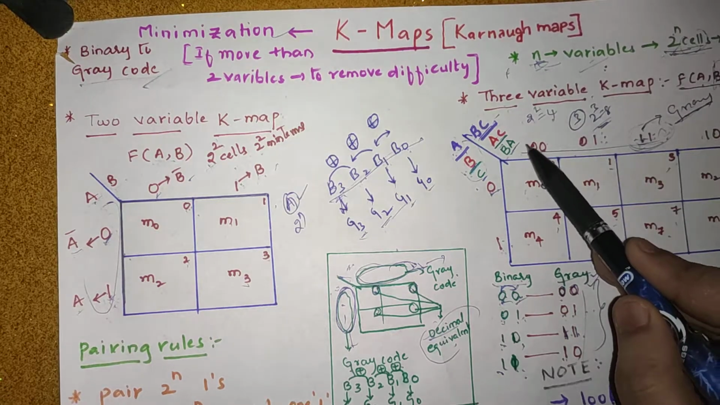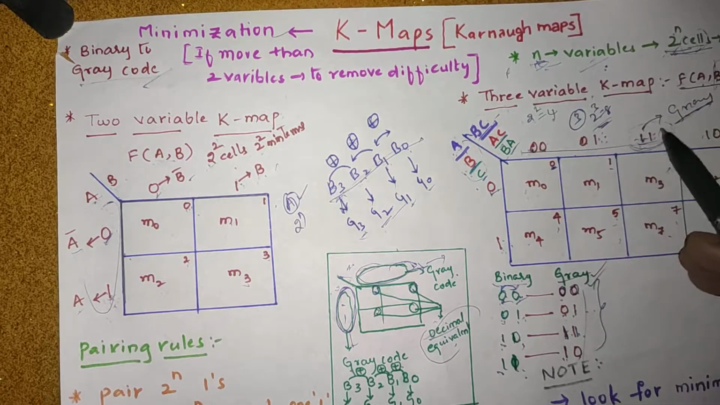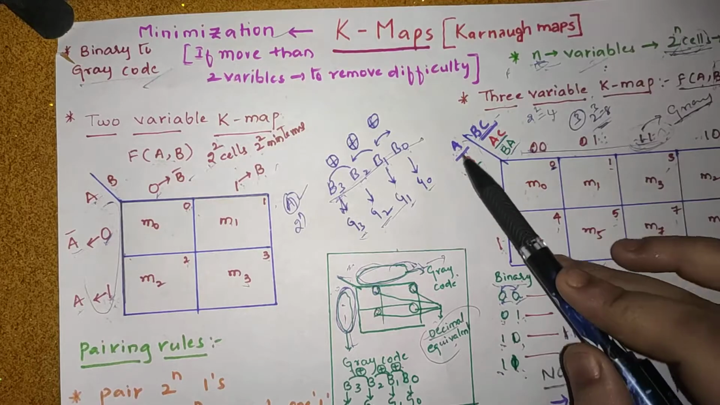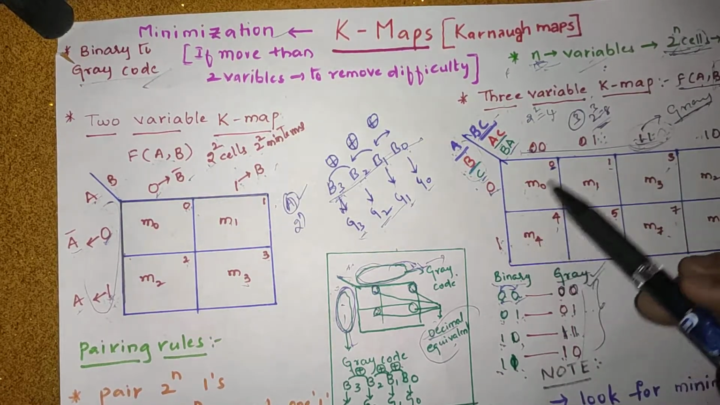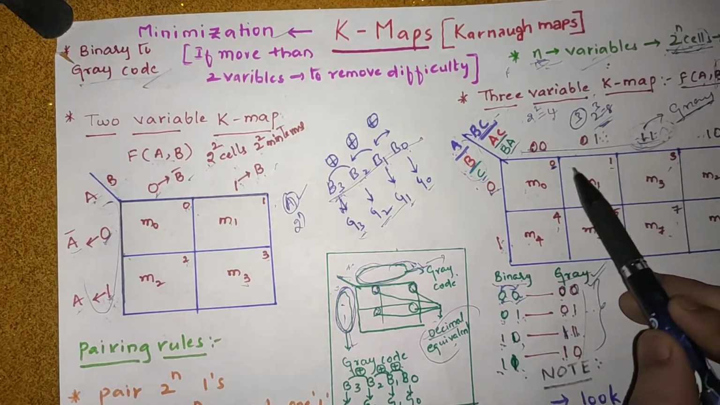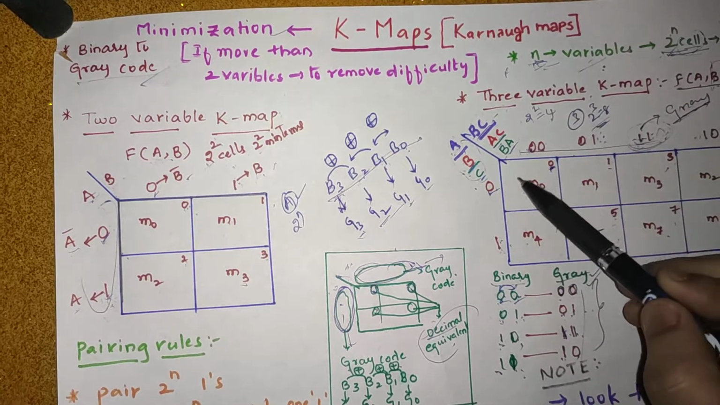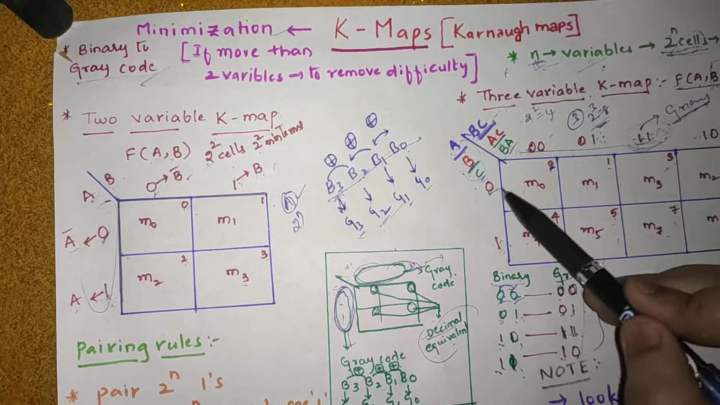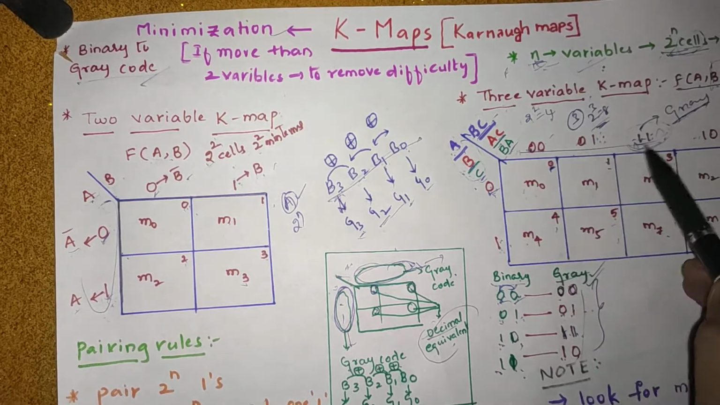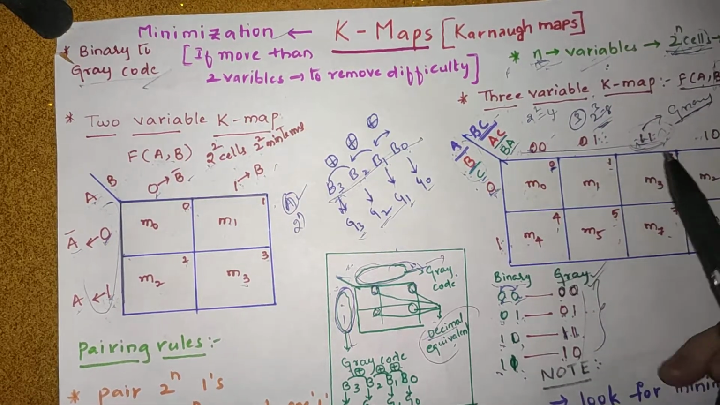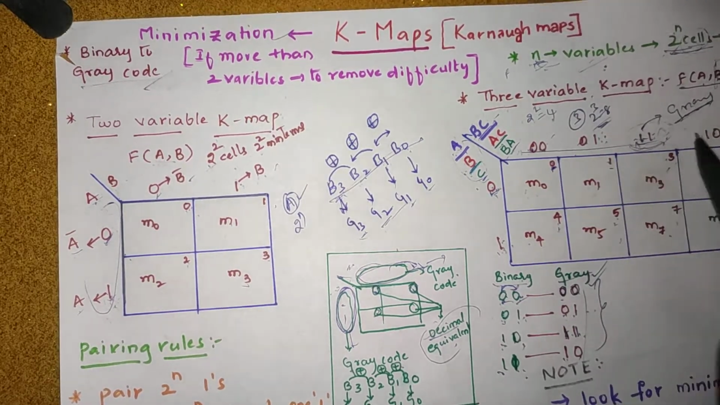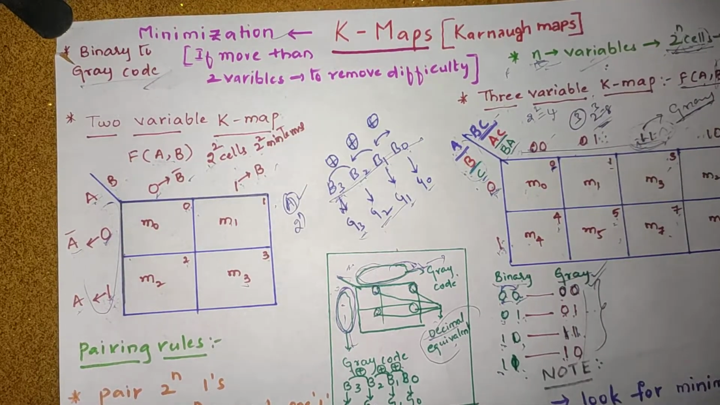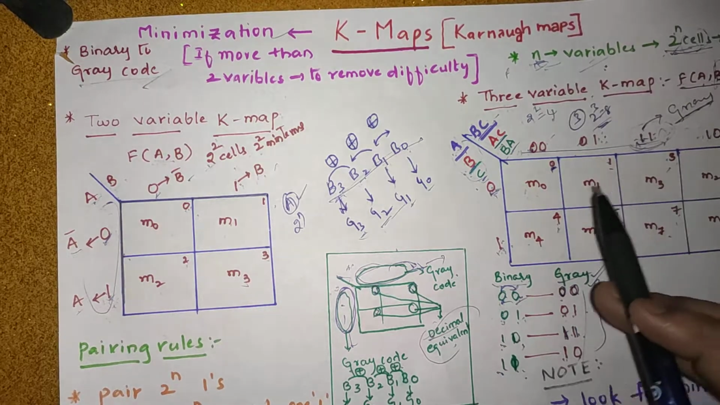You need to write the gray code here: 0 0, 0 1, and 1 1, 1 0. Here for one variable the possible combinations are 0 and 1, right? So we need to write like this. After here we need to write the decimal equivalent. 0 0 0 is 0, 0 0 1 is 1, 0 1 1 is 3, 0 1 0 is 2, 1 0 0 is 4, 1 0 1 is 5, 1 1 1 is 7, 1 1 0 is 6. In this way we need to write.